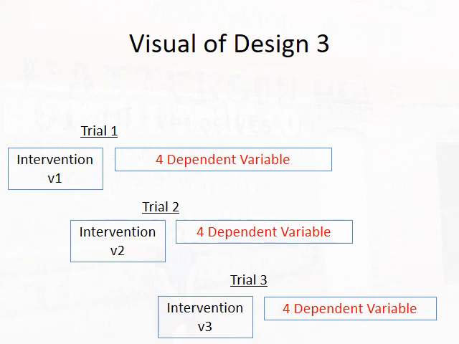At face value, very, very similar to the time series, design number 3. So it is similar in the sense that it has the trials. And of course it has your dependent variables. Can't get away from that, can we? So you have your trials and you have your dependent variables. But take a closer look at the intervention. The intervention has, in this case, 3 different versions of that same intervention.